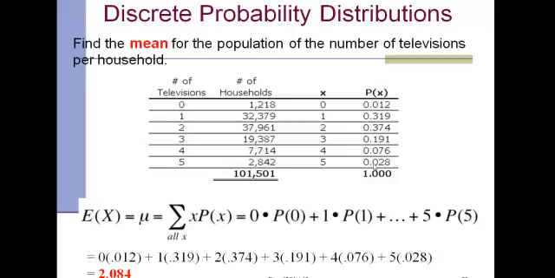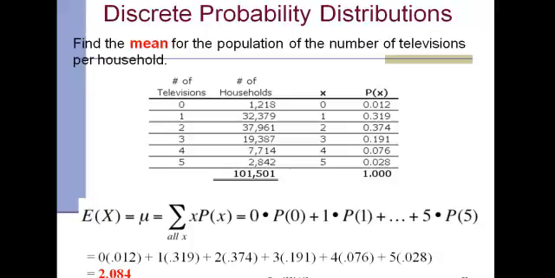And all we do is sum the products. We take the probability of 0 times 0. Then you've got X equal to 1 times its probability, which would be 0.319. You've got the probability of X being 2 times its probability. And if you continue on and you do the summations, you're doing 1 times 0.319, 2 times 0.374, 3 times 0.191, etc., you come to the expected value of X, the expected mean for the population of televisions in U.S. households, and that would be 2.084.